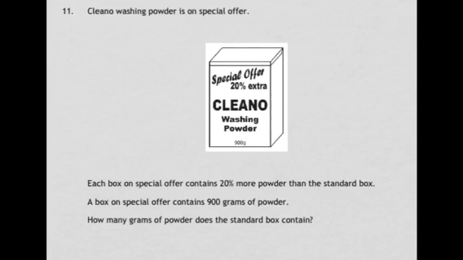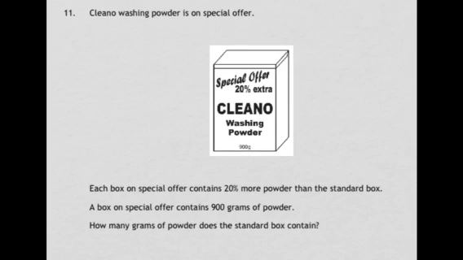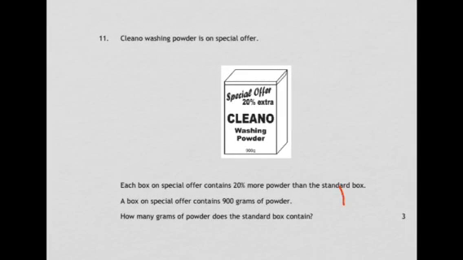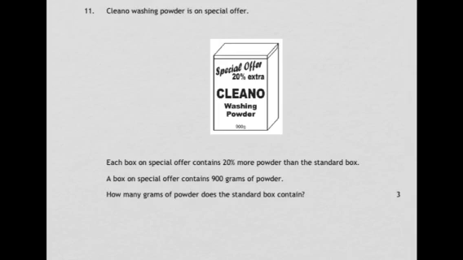Question 11. A cleaning product's washing powder special offer: each box contains 20% more than the standard box. Okay, so if it's 20% more, that means you've got all the standard box plus 20%. So that means you've got 120%, which you can change to a decimal as 1.2.